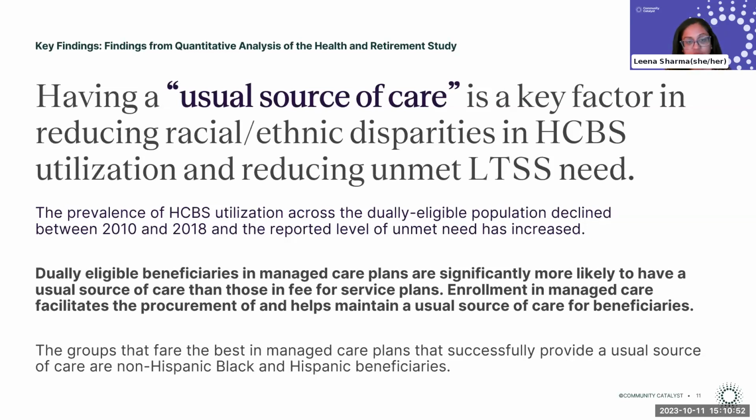is important in reducing racial and ethnic disparities in home and community-based services utilization and reducing unmet long-term service and support needs. The prevalence of utilization across the dually eligible population declined between 2010 and 2018, and the reported level of unmet need increased. You'll note here, dually eligible individuals who are in managed care plans were significantly more likely to have a usual source of care than those in fee-for-service plans. So enrollment in managed care could potentially help in maintaining a usual source of care.